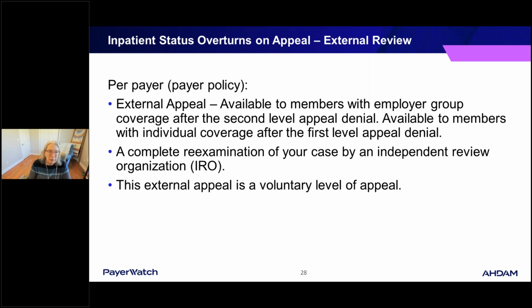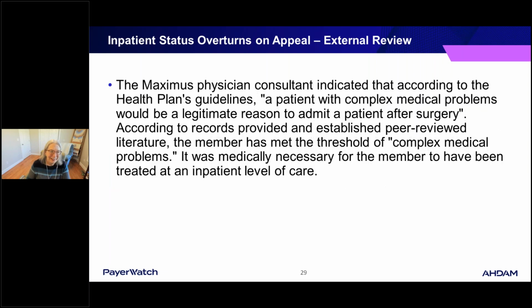So employer group coverage, after the second level of appeal denial, you can go to external review. It's available to members with individual coverage after the first level appeal denial. So after first level if it's individual coverage, you can go to external; if it's group, 2 levels, and then you go to external. This is employer group coverage. That means they'll do a complete reexamination of your case by an independent review organization, and going to external appeal is a voluntary level of appeal, so don't feel like you have to go there, but you can.